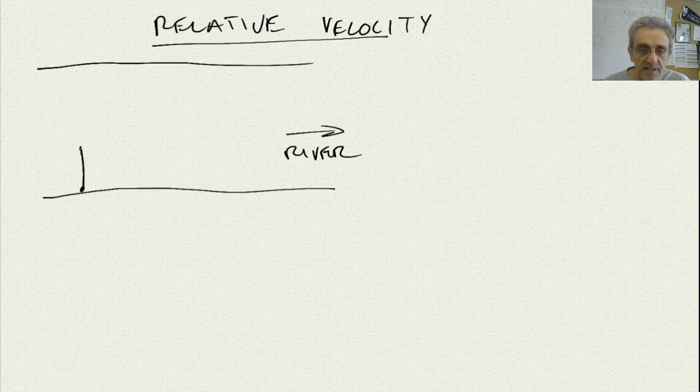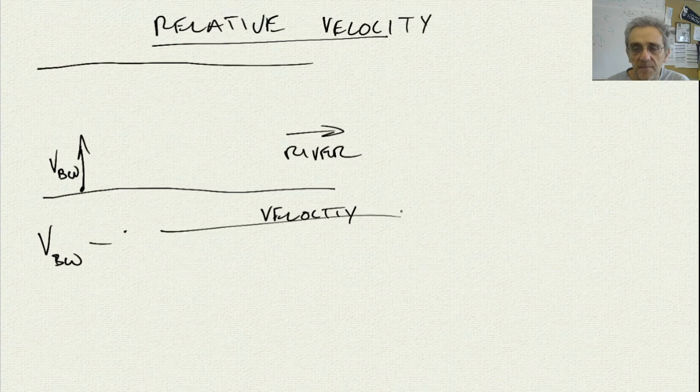Now, this vector here is going to be the velocity of the boat with respect to the water. We need to get used to this new type of subscripts where we have two subscripts. And I'll write these subscripts down here, and I'll say these are all velocity, but this is the boat with respect to the water.